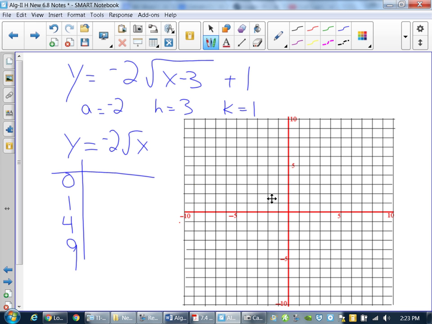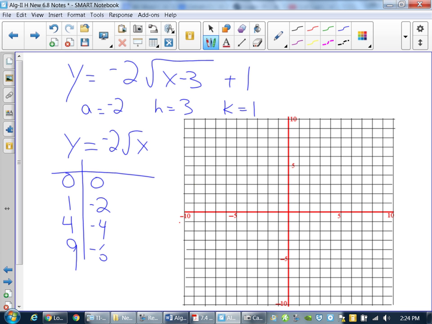Once again, what's the square root of 0? 0. What's 0 times -2? 0. What's the square root of 1? What's 1 times -2? What's the square root of 4? 2. What's 2 times -2? What's the square root of 9? What's 3 times -2? -6. There's your initial set of ordered pairs.